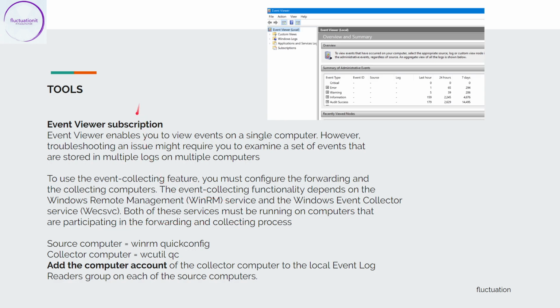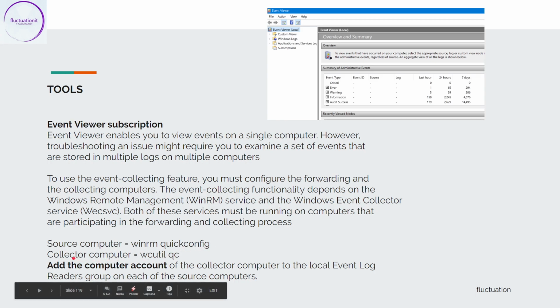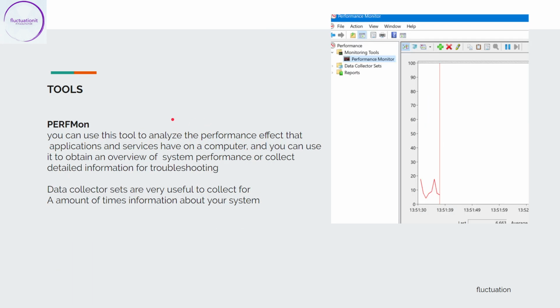So you can have, for example, 4 computers, and from your computer you want to retrieve event log information from the other computers. So on the source computer you must type winrm quickconfig, and on the collector where you are, you run wecutil qc. And you must add the computer account of the collector computer to the Event Log Readers group on each of the source computers. Okay, so this is something that you can do. It's very easy and it's very nice because you can collect information from other computers.